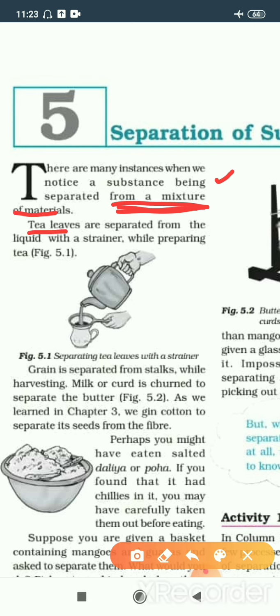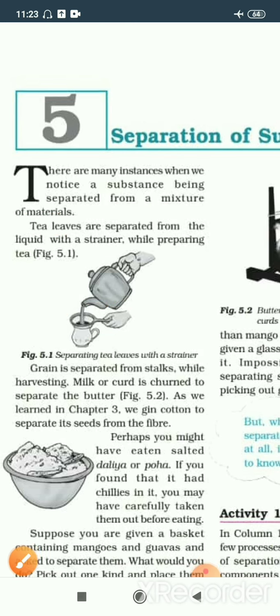When we separate tea leaves from tea, just read this. Tea leaves are separated from the liquid with a strainer while preparing tea. So everyone knows that at the time of preparing tea, with the help of this strainer, they are separating tea leaves from the liquid of tea.